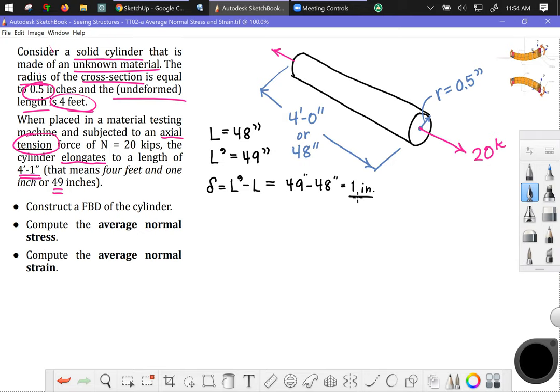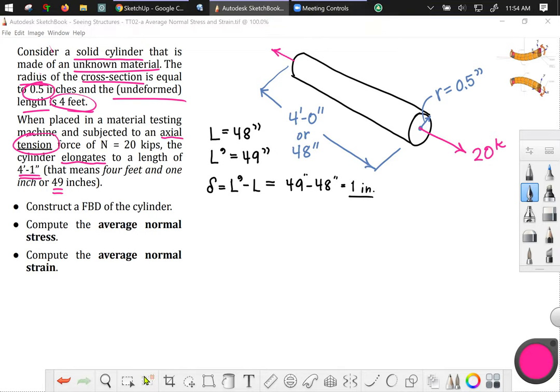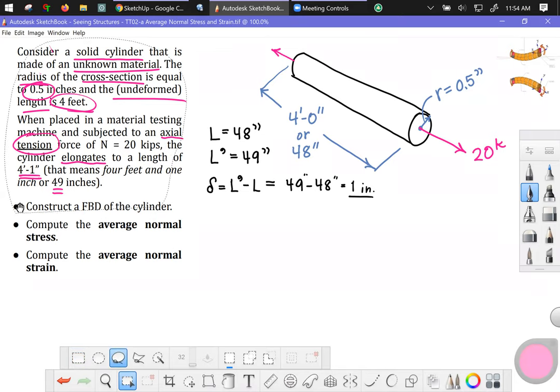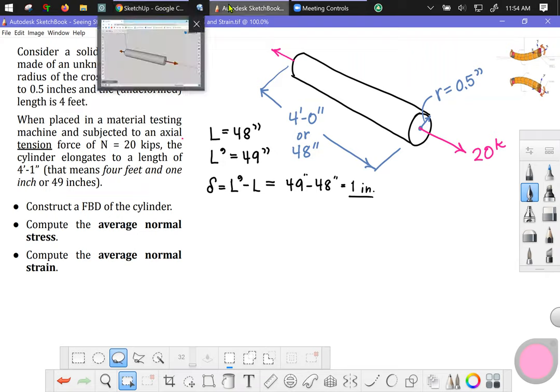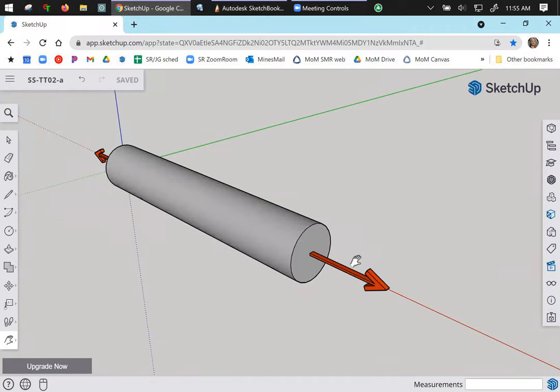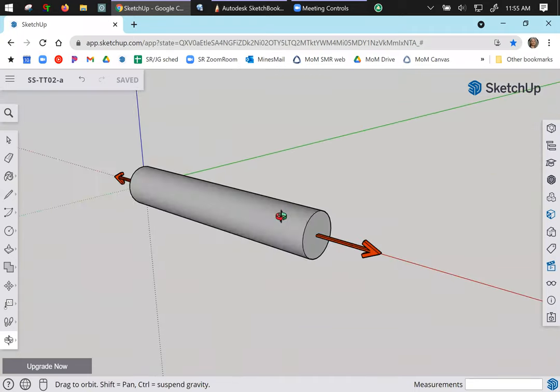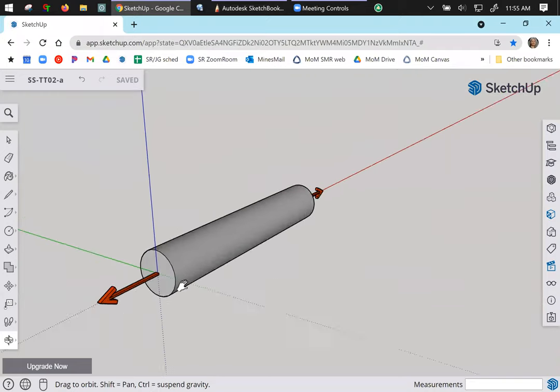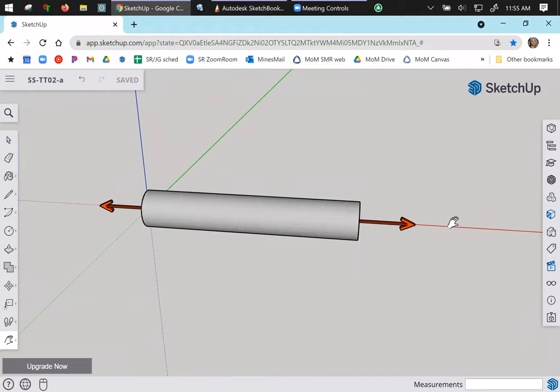This problem asks us to first construct a free body of the cylinder. That part's already done. After that, we want to do two computations: average normal stress and average normal strain. Before we get into that, I have a simple little CAD model in the other tab. This is the mental picture I want you to have: a solid cylinder, a little testing sample of unknown material, with equal and opposite force vectors at both ends, indicative of axial tension.